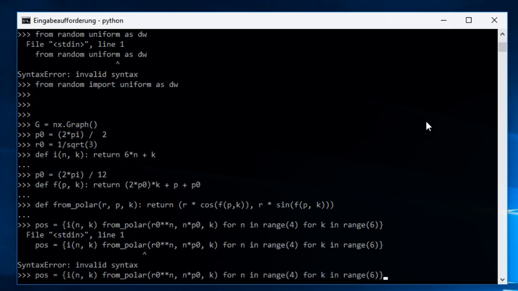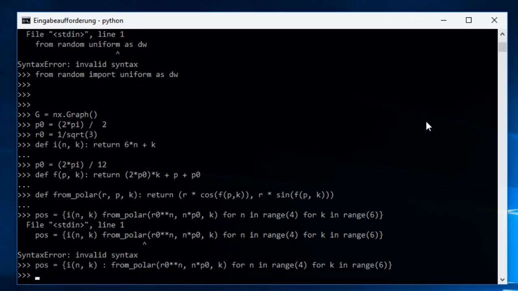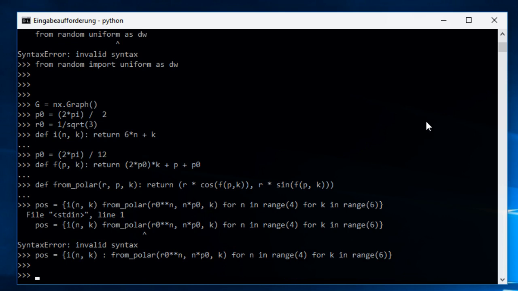No, it doesn't look good. From polar, what are you complaining about? Oh, so this is the library dictionary. I need to separate the index and the value by colon. Okay. Yeah, and now we go to our graph and we add the edges.